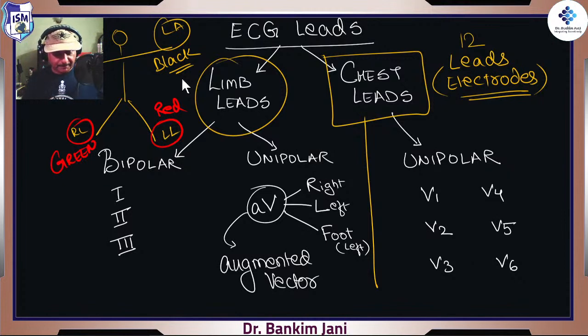Out of all these, we'll not be using this one. It is just a dummy, just a grounded electrode. We'll be using right arm, left arm, and the lower, that is the left leg. Only these 3 are used. But from these 3 electrodes, we'll be making 6 readings.